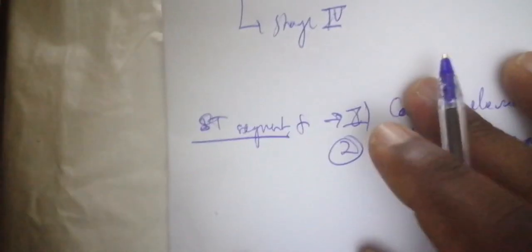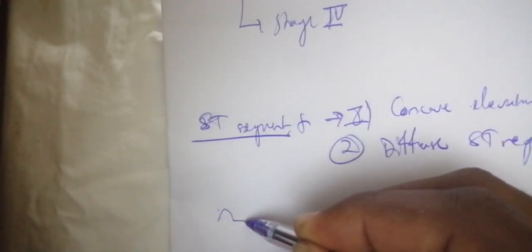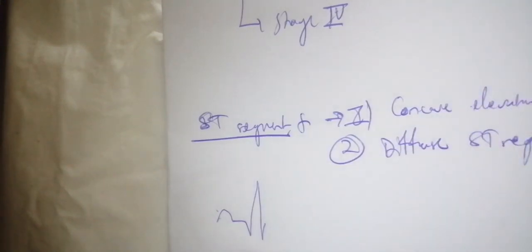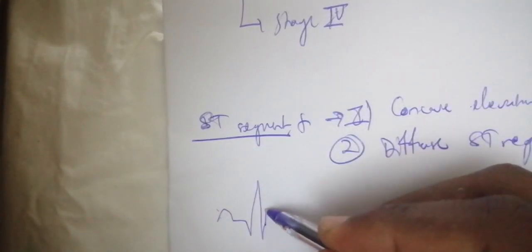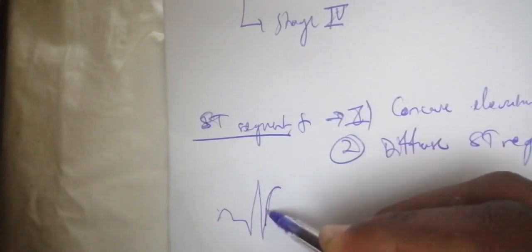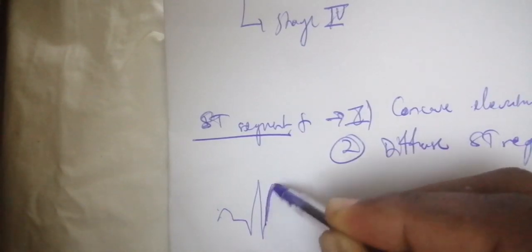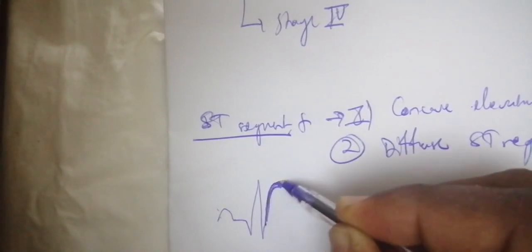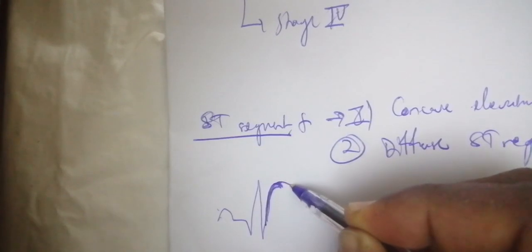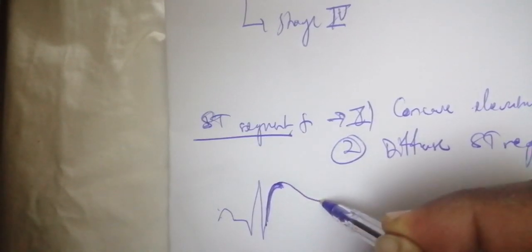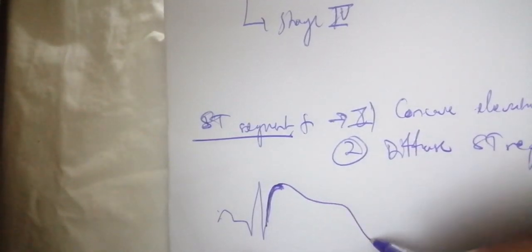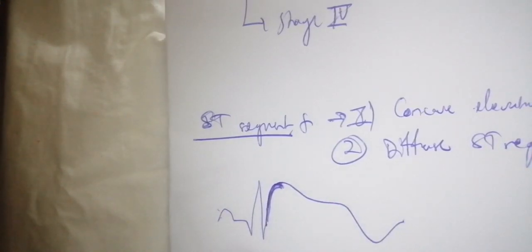So how do you evaluate this concavity? Let's say that you have a P wave here, then you have a QRS complex. In the case of a convex elevation, it is going to be elevated in this direction. The J point is going to be convex. Are you seeing the J point? The J point convex, then you have the ST segment, then the T wave can be inverted. Is it clear?